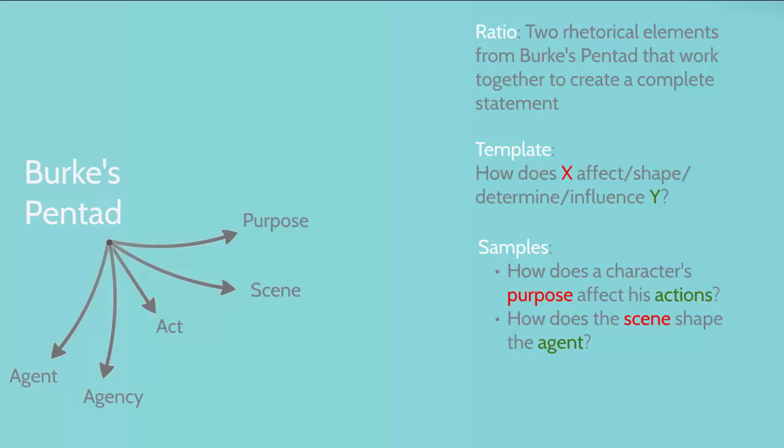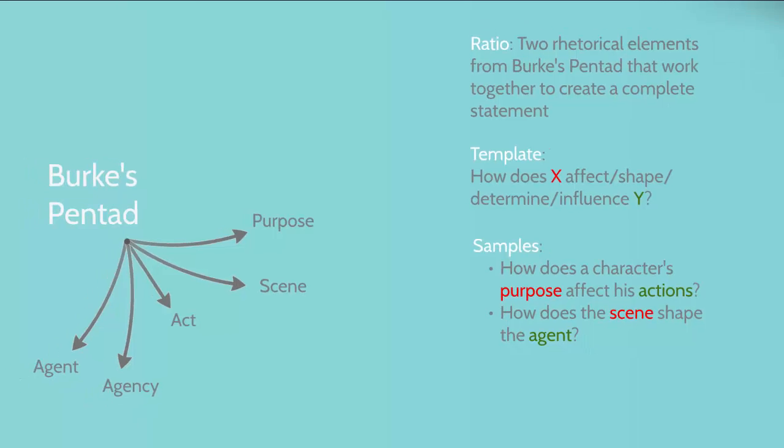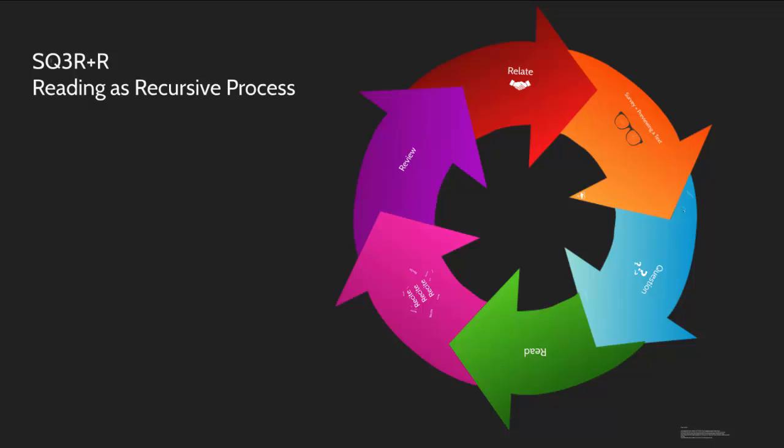Analytical questions help us to understand and enjoy the cultural texts around us, but sometimes it can be hard knowing what questions to ask. Using Burke's ratios will help you invent analytical questions and give you practice in analyzing until you feel confident devising your own questions. Let's review. SQ3R+R stands for Survey, Question, Read, Recite, Review, and Relate. It is a guideline for recursive reading and can help with both explication and analysis of a text.